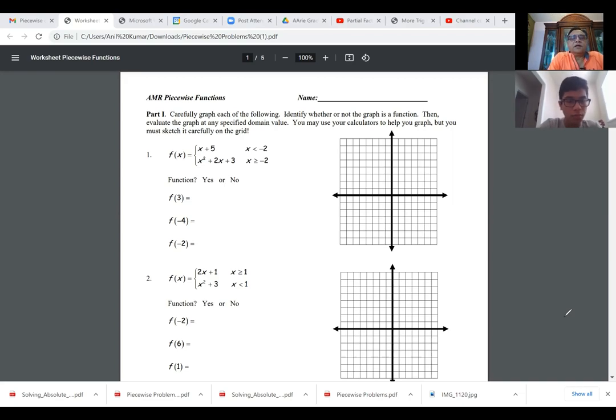First function is f of x equals x plus 5 when x is less than minus 2, and it is equal to x squared plus 2x plus 3 when x is greater than minus 2. So at minus 2, we might have a discontinuity, which is right there, right? So how will you sketch it? Tell me.